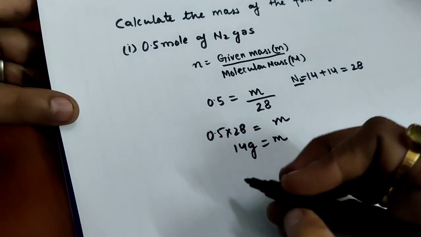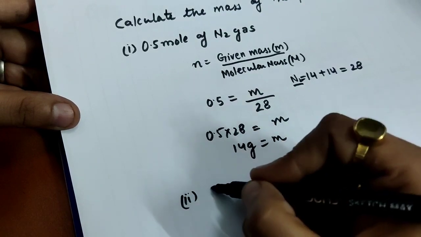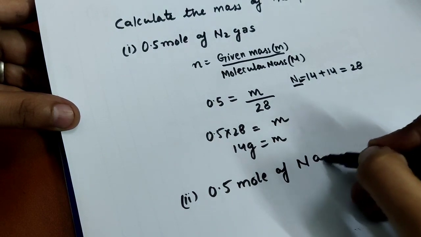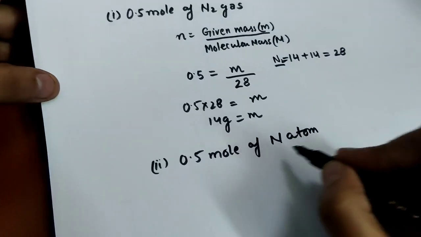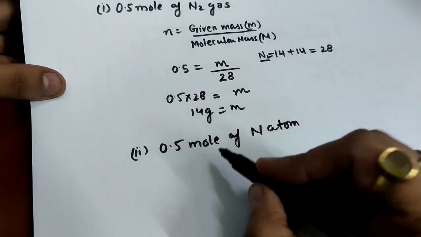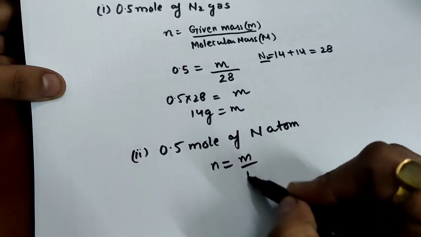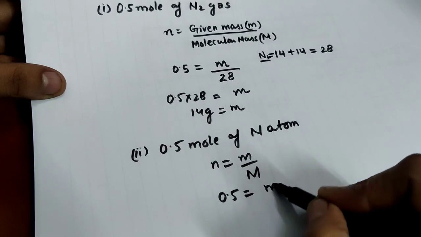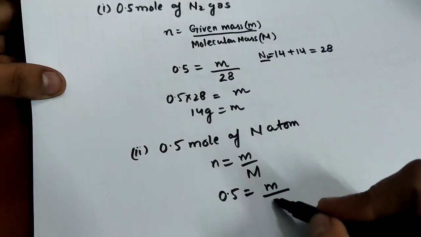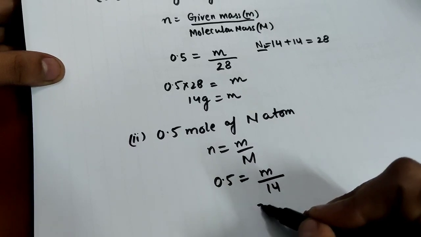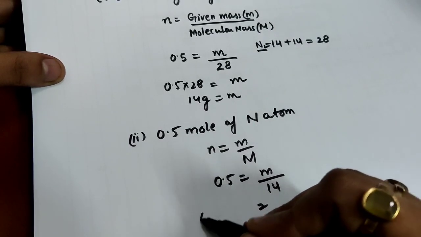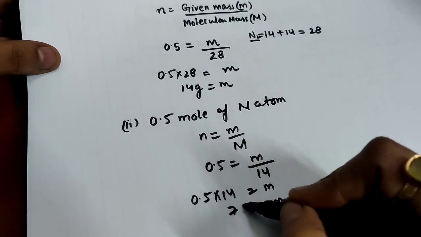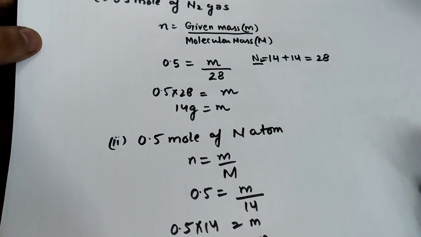Now the second part of the question is we have to calculate the mass of 0.5 mole of nitrogen atom. Now this time it is not nitrogen gas, it is nitrogen atom here. So again, what is given to you and what you have to find out here: small m is to be found. What is given to you, small n, that is 0.5, and the molecular mass of nitrogen is 14. So now we will multiply this value by this, taking it towards this side. 0.5 into 14, so m comes out to be 7 gram. So this is the second part of the question.